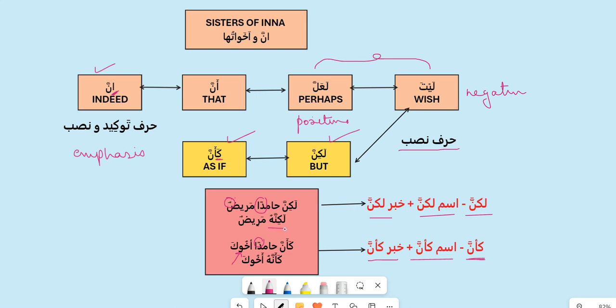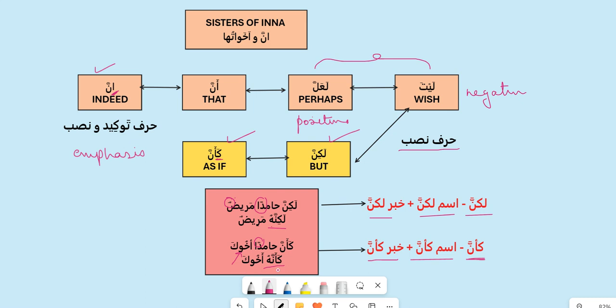Instead of the noun, a damir has come. So how does it look like? Lakinnahu. So the particles, I mean these all particles can be attached with the damirs. What kind of damirs? The kaf, kum, kunna damirs. Lakinnahu maridun. But he is sick. Ka'annahu akhuka. That means as if he is your brother.